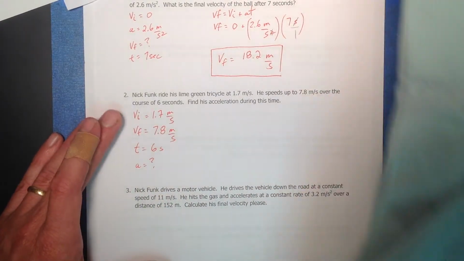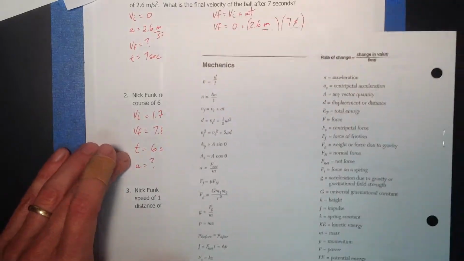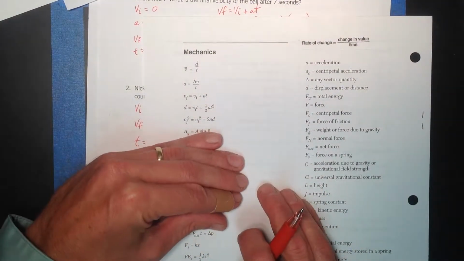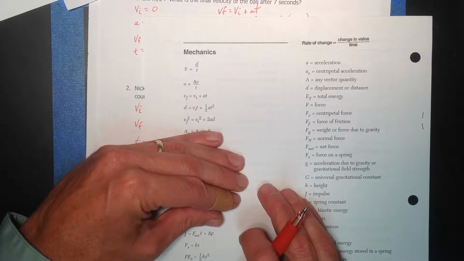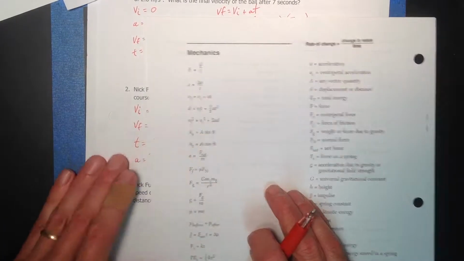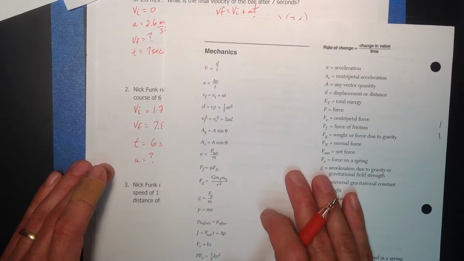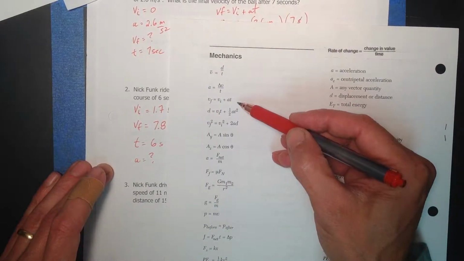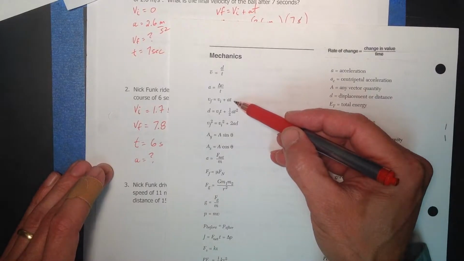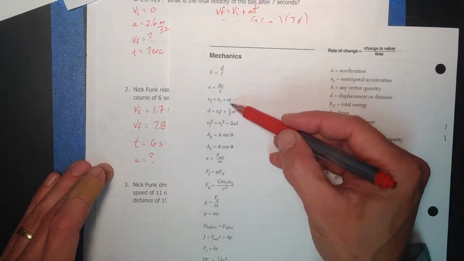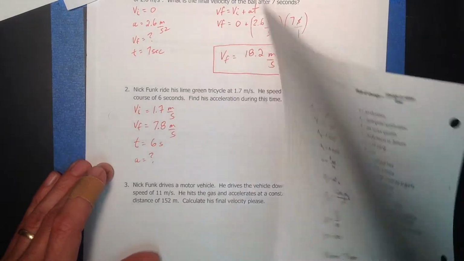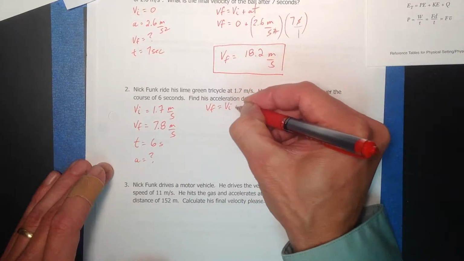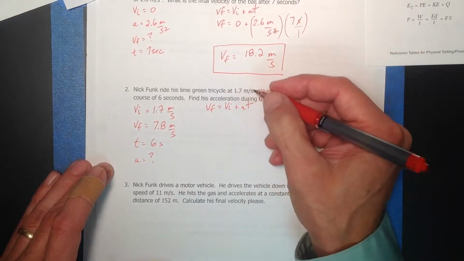Looking at these, VI, VF, T, and A, what formula in our top 5 has those variables in it? What you'll see is it is this one. It does not have distance in it, so it's the third one. Same formula we used before. So VF equals VI plus A times T.